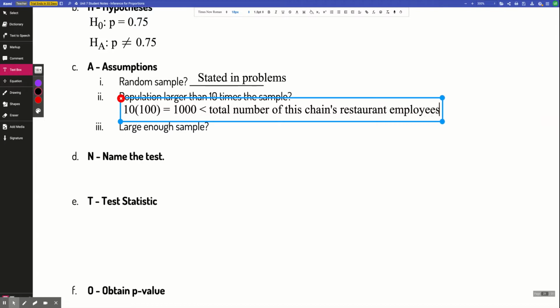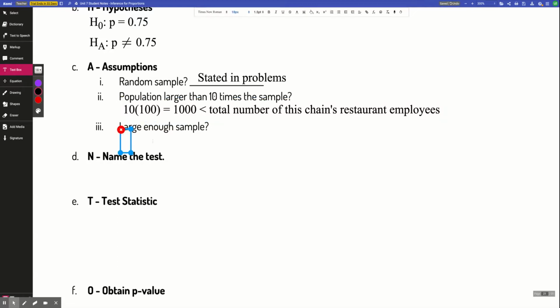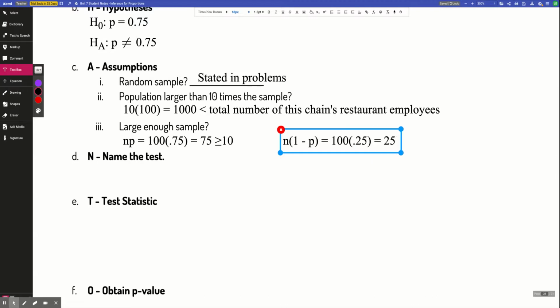Okay. And then my large enough sample is my number of successes and my number of failures both have to be greater than or equal to 10. So np is 100 times 0.75, which is 75. It's definitely greater than or equal to 10. And then n times (1 minus p) is 100 times (1 minus 0.75), which is 0.25. That's 25, which is also greater than or equal to 10. All right, so I'm golden there. All of my assumptions work out.